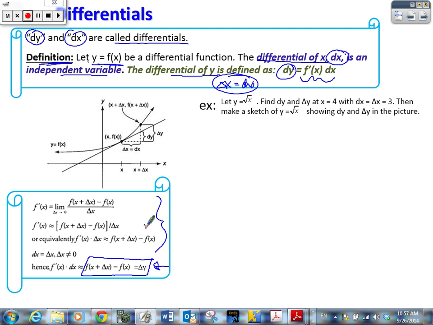So this is just the theory behind y. And again, you'll notice that we're setting dx equal to delta x. That's just what we're doing in this application. One other thing that I want to do before I start the example is explain this graph, because you will be required to graph. dy and delta y are not the same. They represent two different distances.